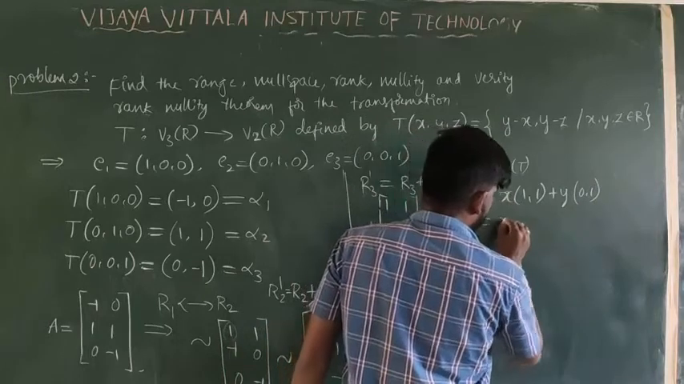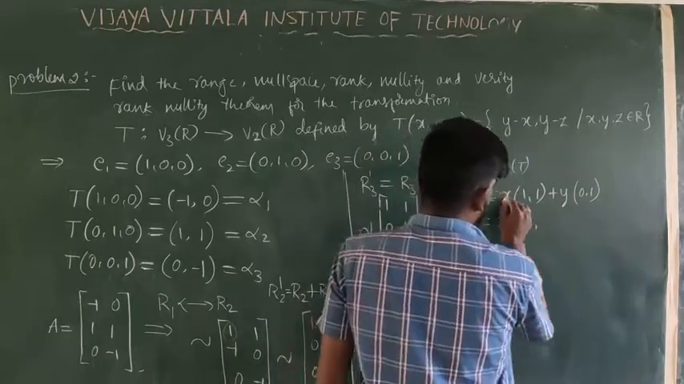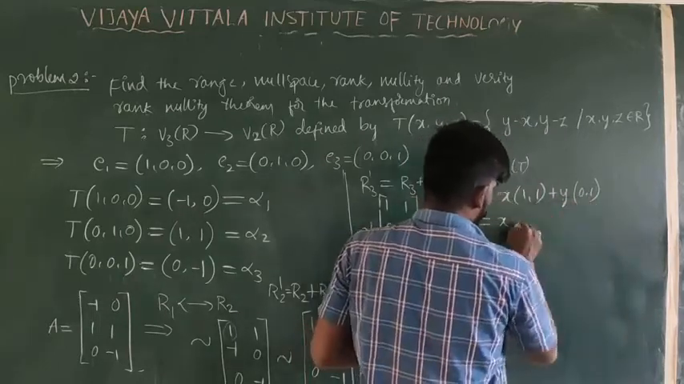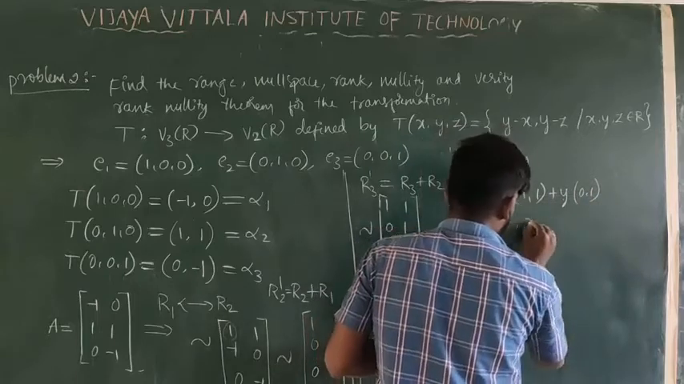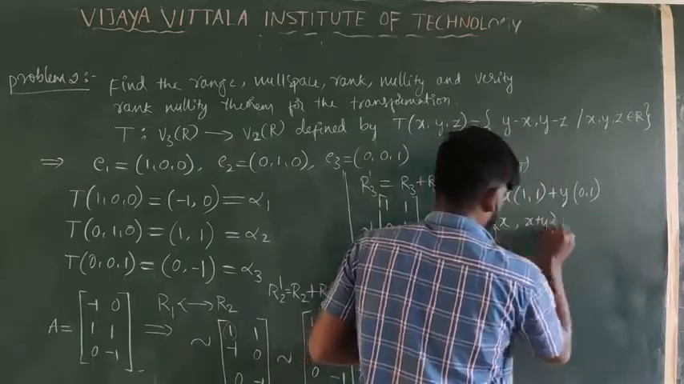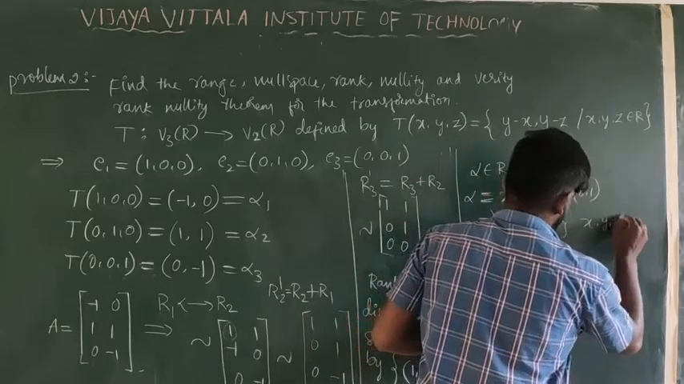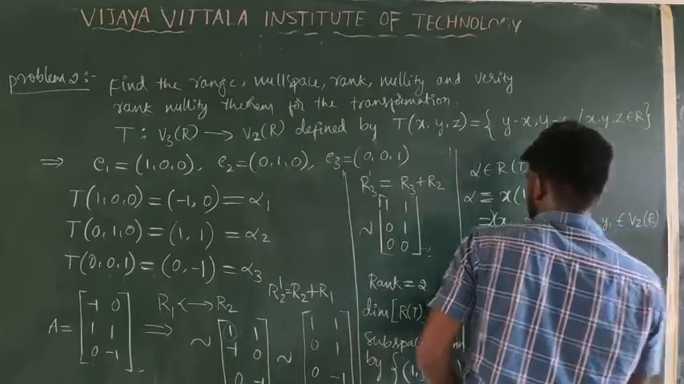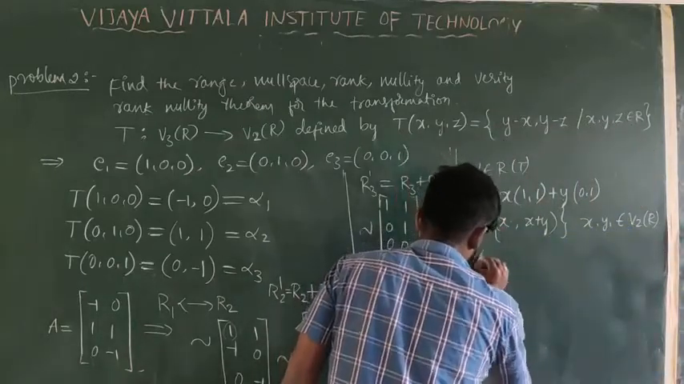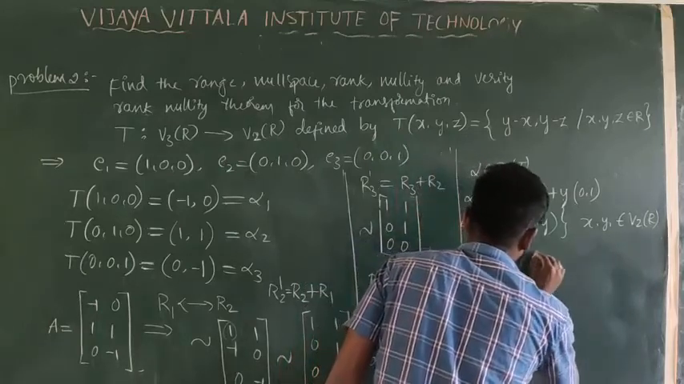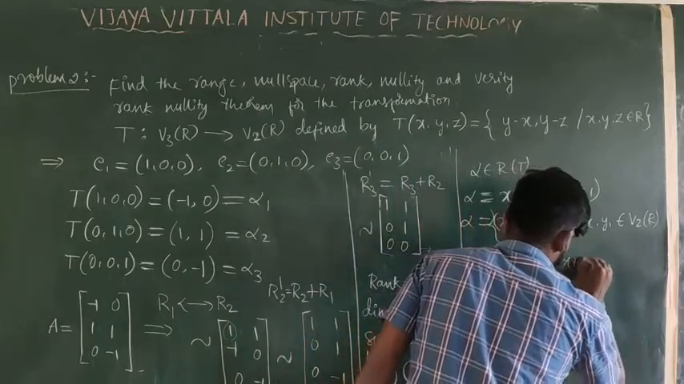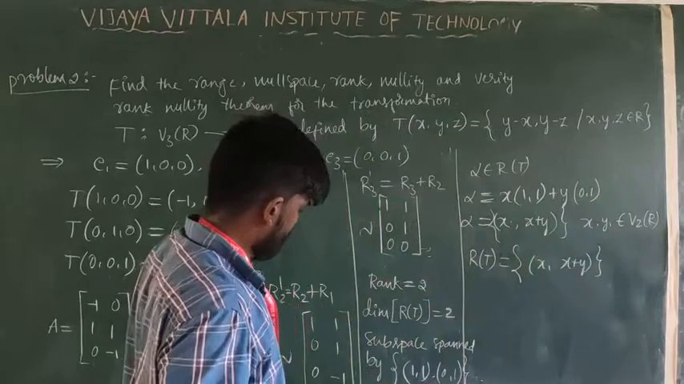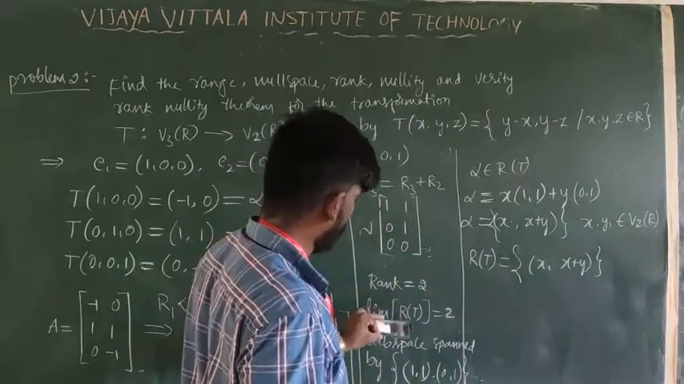Then we get x plus y comma x, here x plus y is 0. x comma x plus y. Here x comma y belongs to V2 of R. This is the range R of T. R of T is x comma x plus y. This is the range R of T. The dimension of the range of T is the rank, which is 2.